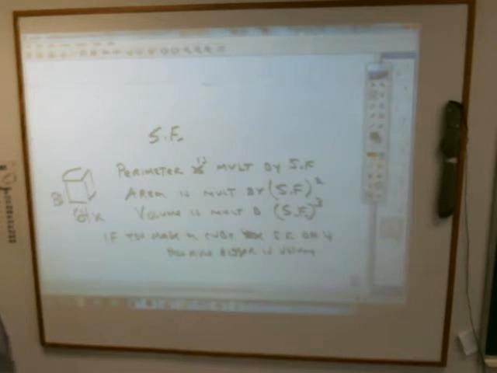Just like this. Obviously, you want me to show you another example. I've actually got a cube here.